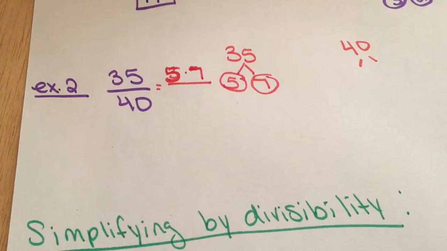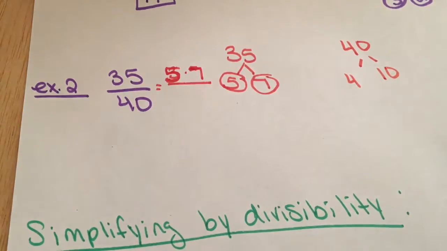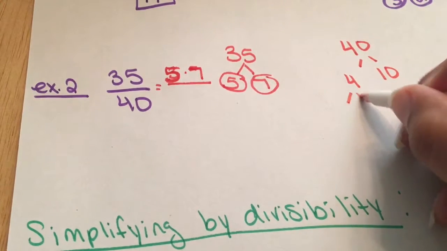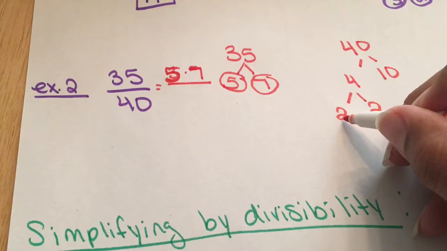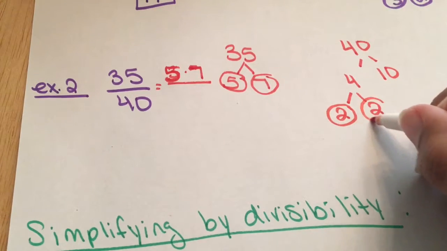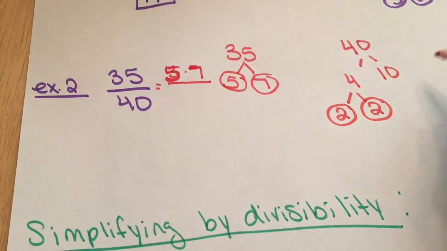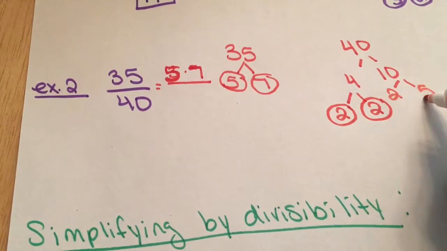I can pick any two numbers that I'd like for 40. I'm going to go ahead and say 4 and 10. 4 is made up of 2 times 2. The only thing that will multiply to give us 2 is 1 times 2, therefore 2 is prime. I'm going to go ahead and circle that other 2 since I already know that as well. The factors of 10 are going to be 2 times 5.